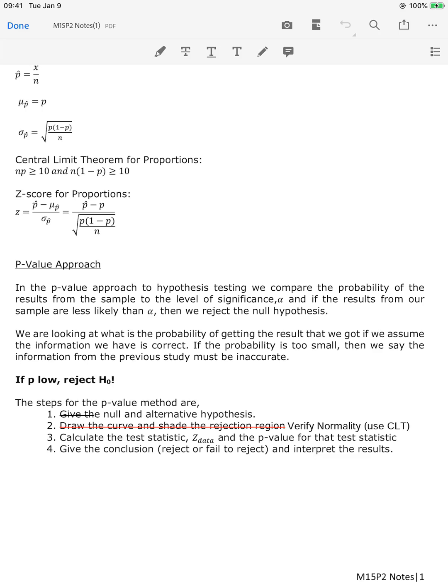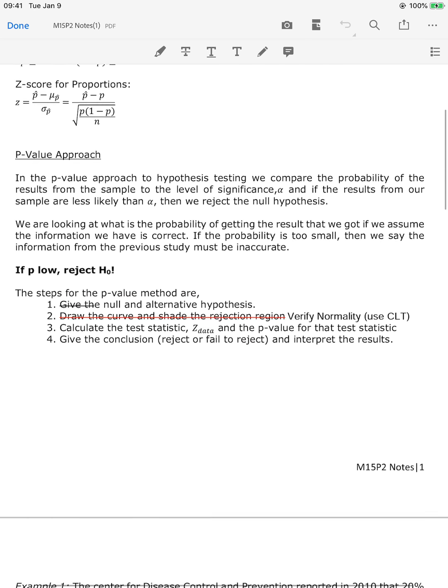I'm going to show you in the notes how to do step 3 by hand. In the calculator tutorial guide that I will post with this, I will show you how you can do step 3 quick and easy. Okay? And then finally, step 4, give the conclusion, either reject or fail to reject, also called do not reject, and interpret the results. So let's go ahead and get into an example.